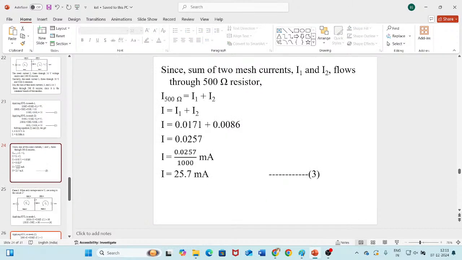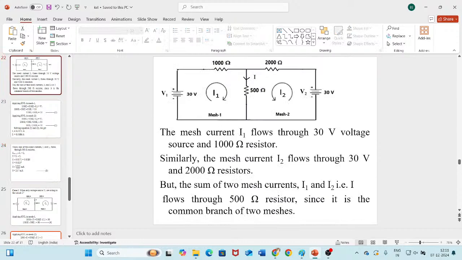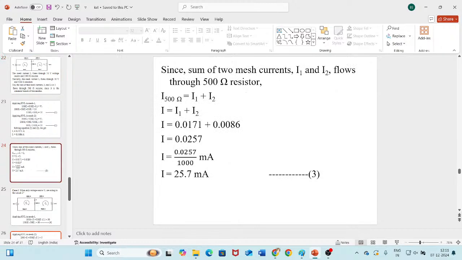So I1 and I2. Now, what is the current in 500 ohms? I1 plus I2. We have assumed that current as I in the circuit. In this slide, you can see I. So what is I equal to? I1 plus I2. I1 value 0.0171 plus 0.0086. You just add it, you will get I equal to 0.0.